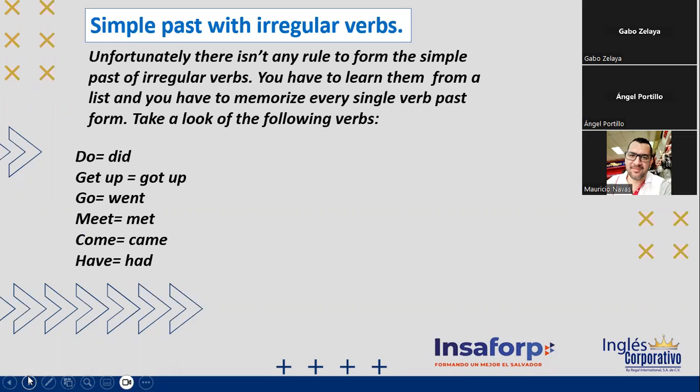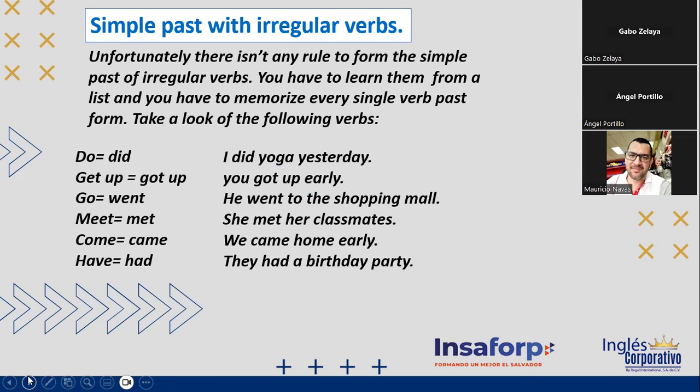But in this moment, look at these examples. Do, get up, go, meet, come, and have. Then the simple past of them is did, got up, went, met, came, and had. The ones that we have in the examples. And I have here an example for every verb. I did yoga yesterday. She got up early. He went to the shopping mall. She met her classmate. We came home early. And they had a birthday party.